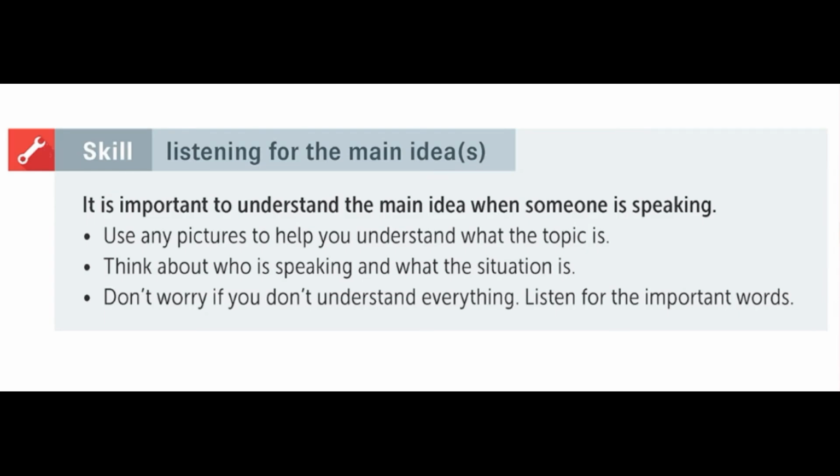The skill of Unit 4 Lesson B is about listening for the main idea. You're going to pay attention and get the main topic, the most important idea of what you listen. It is important to understand the main idea when someone is speaking. We use the pictures to help you understand what the topic is. We think about who is speaking and what the situation is.